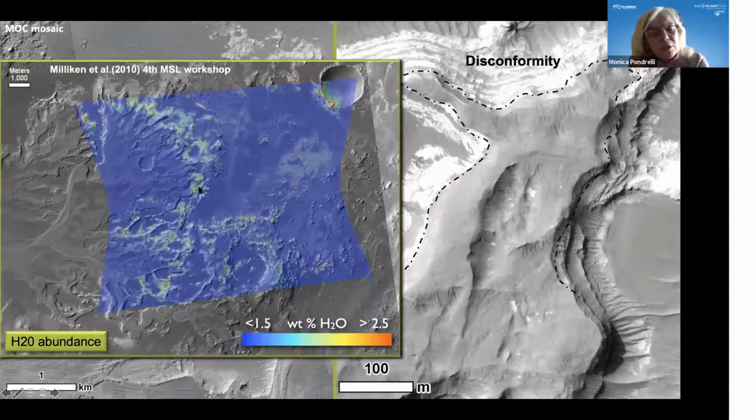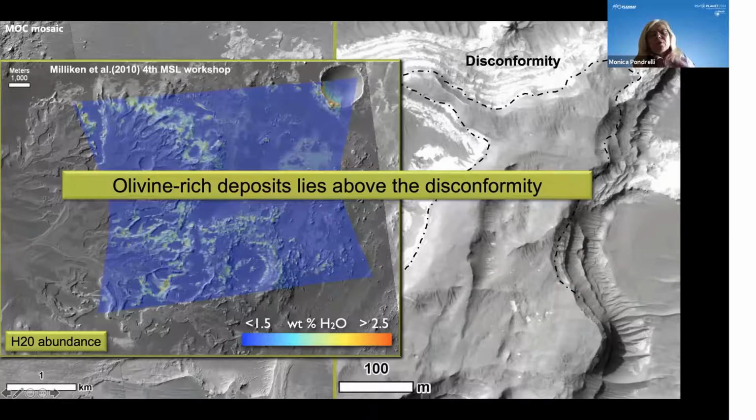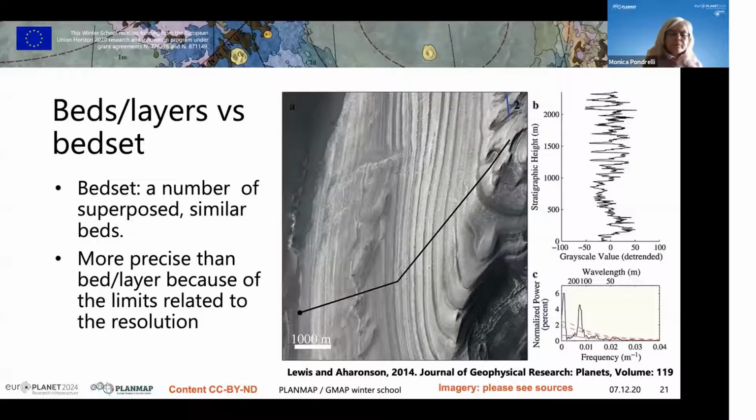Actually, it's not maximum, is present in this light tone unit, while is absent in this darker unit. It means that olivine-rich deposits lie above the disconformities and they teach us a story which is different from the one of the light tone deposits. This part of the Eberswalde story is a part of the story with no water, but it has nothing to do with this part of the crater story.